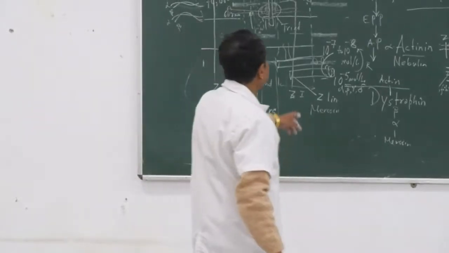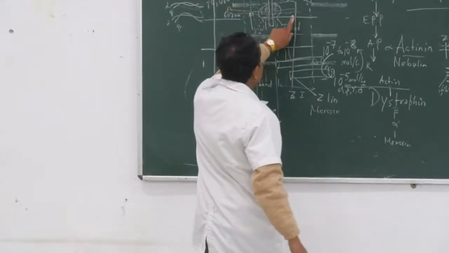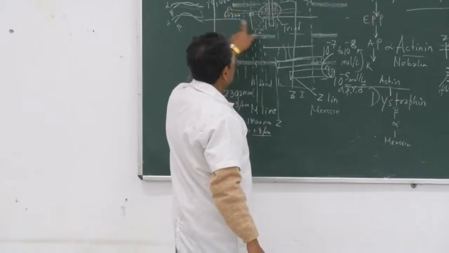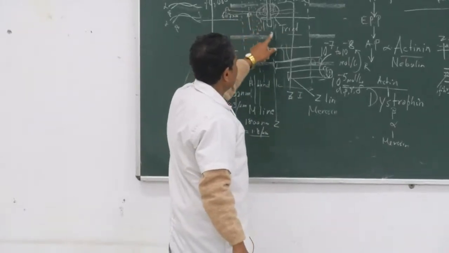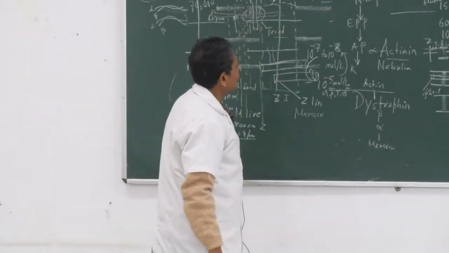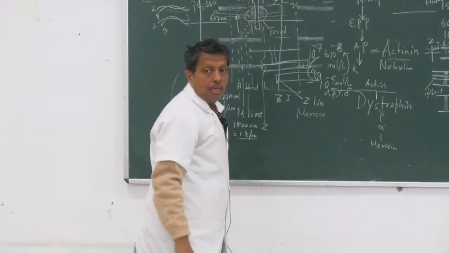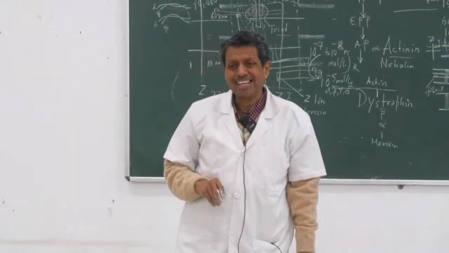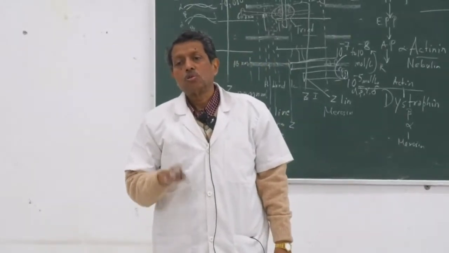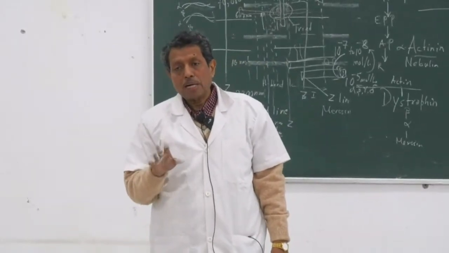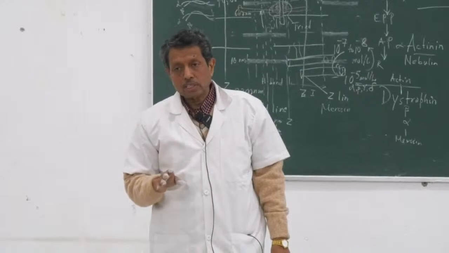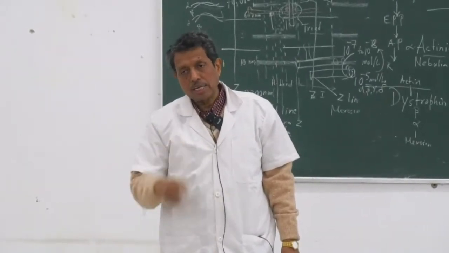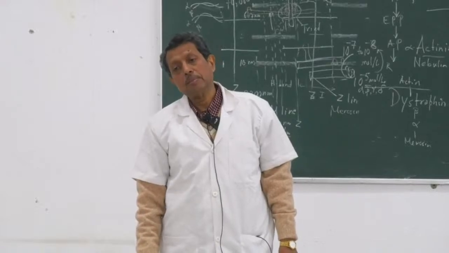Similarly, in some rare cases there is deficiency in the titin molecules from the M line to the Z line, and that has been noted in some cases. So these are the different parts of the muscle, and excitation, contraction, coupling, and relaxation is important for the examination.